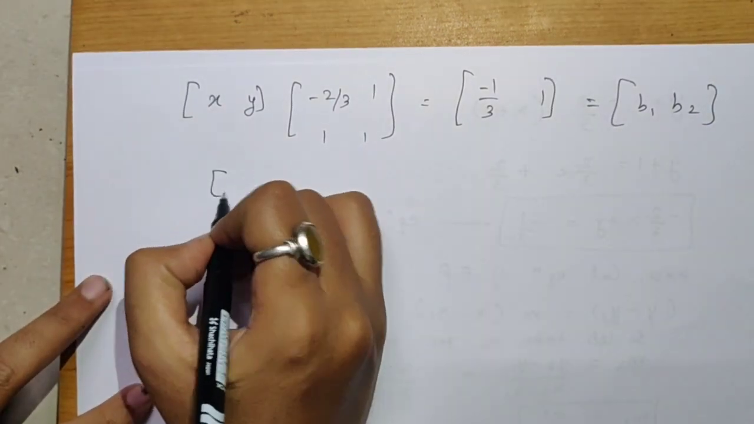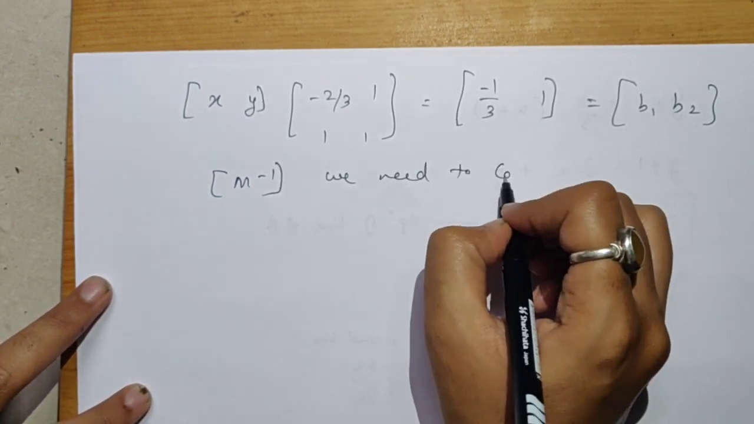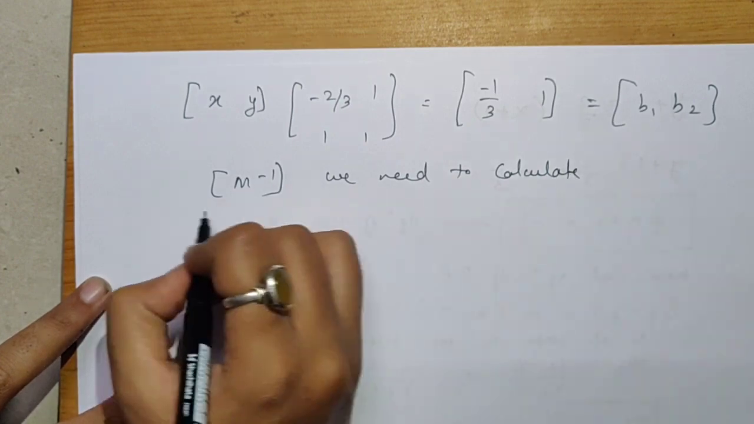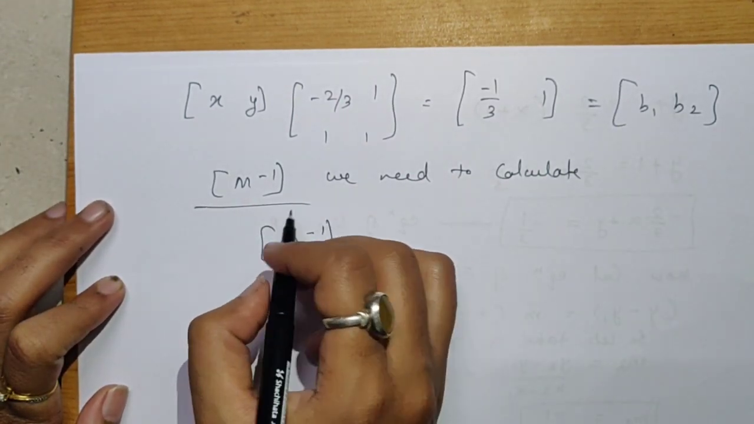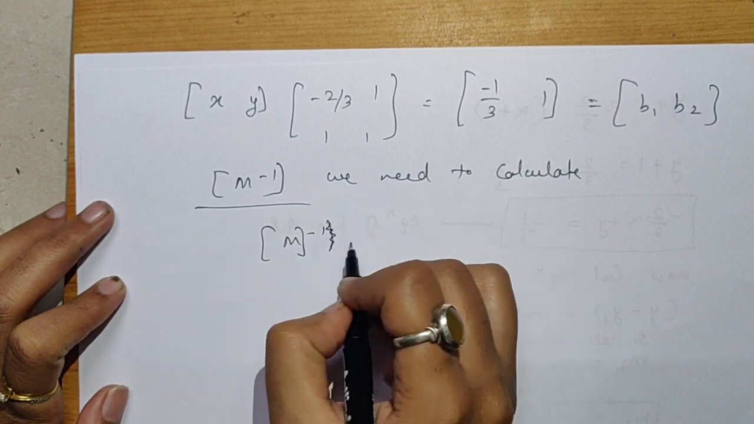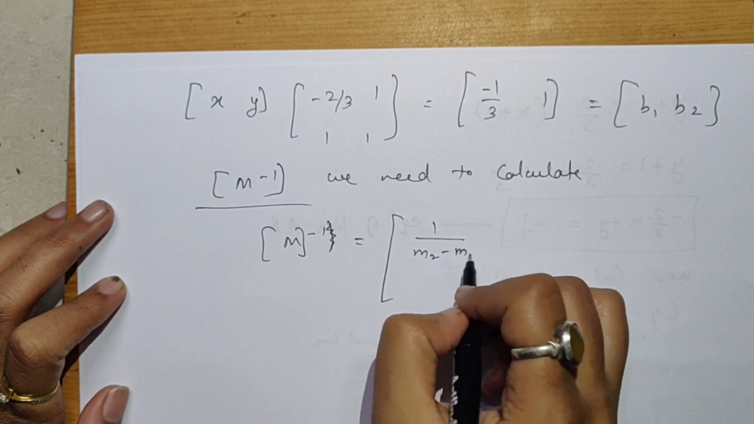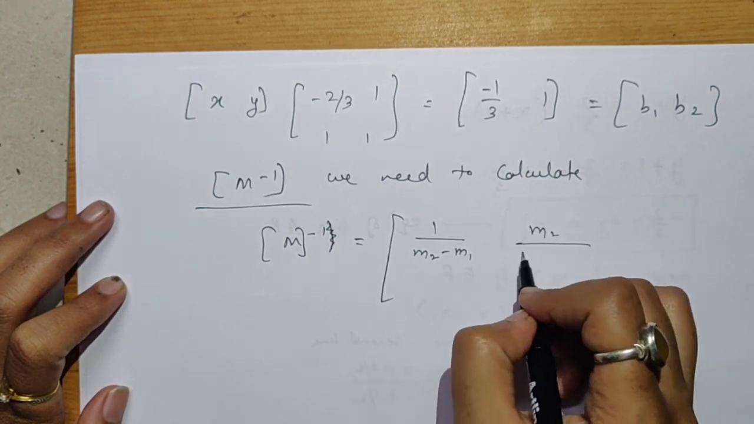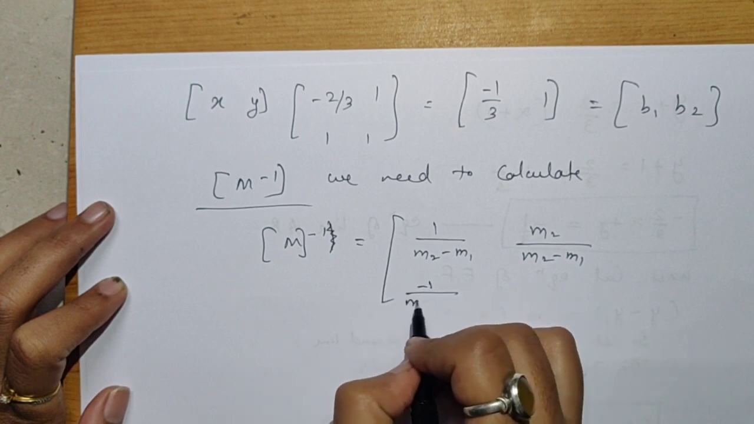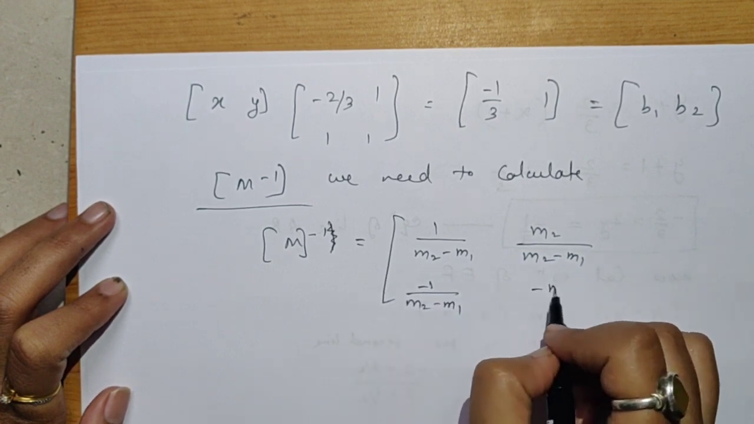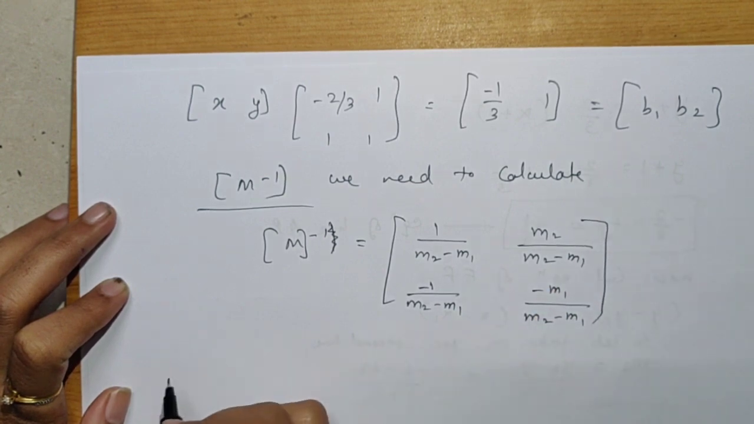So now what we need to calculate? M inverse. Let's calculate this M inverse. The M inverse formula we had already seen. The formula for M inverse is 1 upon M2 minus M1, M2 upon M2 minus M1, minus 1 upon M2 minus M1, and minus M1 upon M2 minus M1. So this is our M inverse formula.